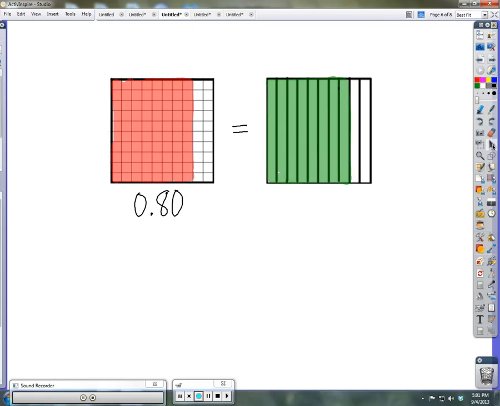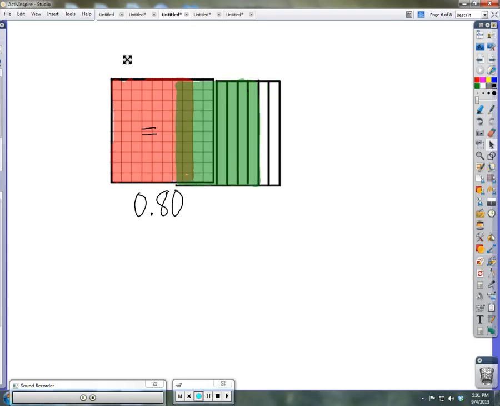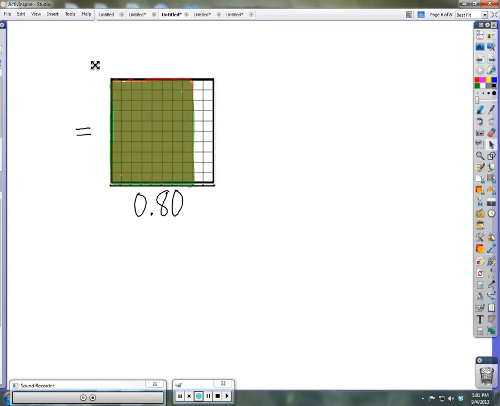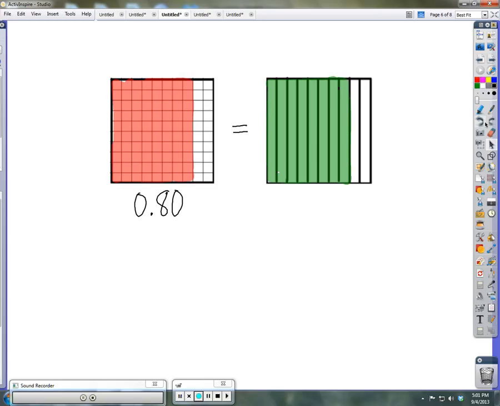And just to check our models, let's put the green one on top of the red one. And they are indeed the same exact amount shaded in. As a fraction, this one is divided into 10 equal parts and 8 of them are shaded. So as a decimal number, that 8/10 is written as 0.8. So 80 hundredths is equivalent to 8/10.